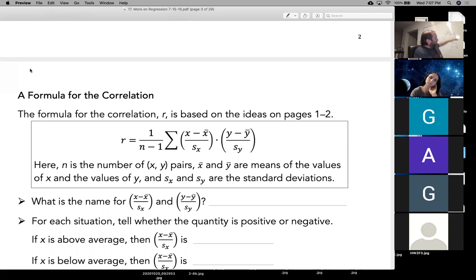We would have the expectation that we have lots of numbers down here in the bottom right and lots of numbers up here in the top left. And therefore, if we have a graph that looks like this, we'd have a lot of negative contributions to R. Does that make sense? This is what we did last time.